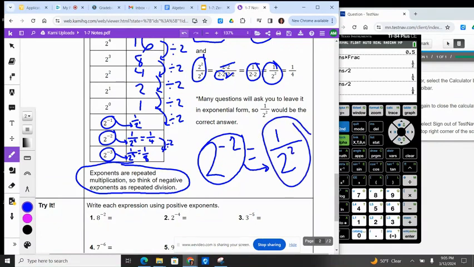That's what you're going to do on your homework. That's how they want it in that form. They want you to rewrite these using positive exponents. So on your homework, you're going to have to do it this way. Just make it a fraction and then make the exponent positive.